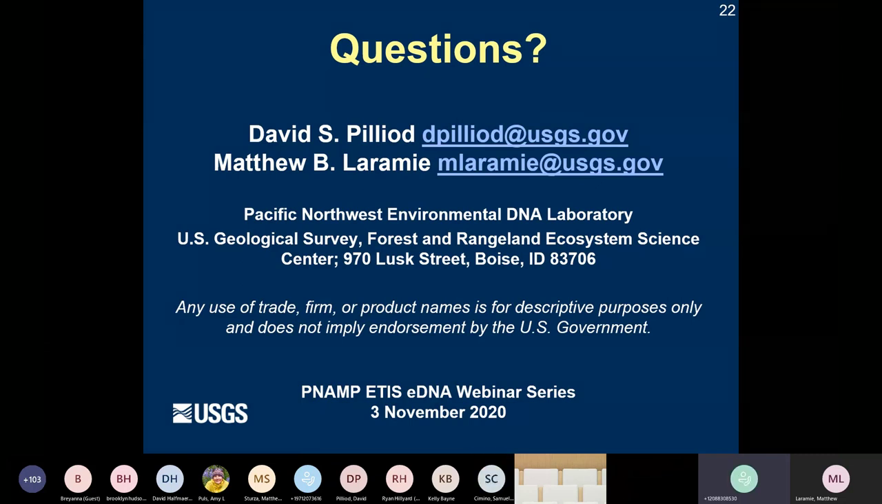Sure, an assay is a test. In the eDNA context, we generally think of it as a molecular assay. It's a set of primers and a probe if you're using qPCR, but it's a test where you're testing a sample to determine the presence of a certain fragment of DNA.